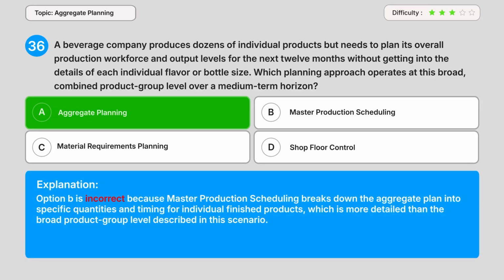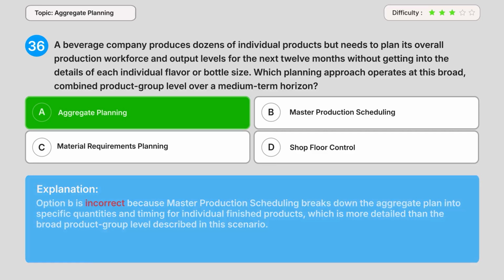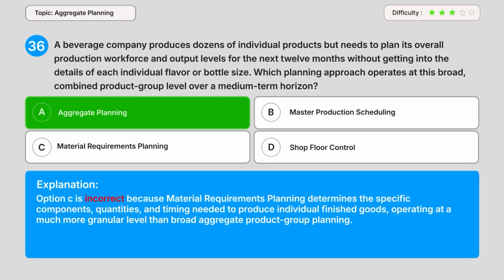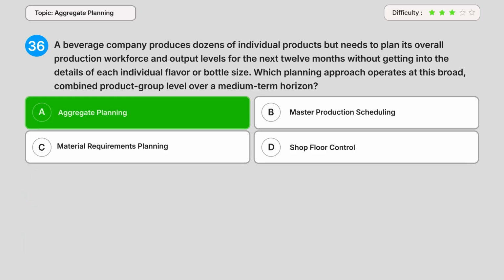Option B is incorrect because master production scheduling breaks down the aggregate plan into specific quantities and timing for individual finished products, which is more detailed than the broad product group level described in this scenario. Option C is incorrect because material requirements planning determines the specific components, quantities, and timing needed to produce individual finished goods, operating at a much more granular level than broad aggregate product group planning.